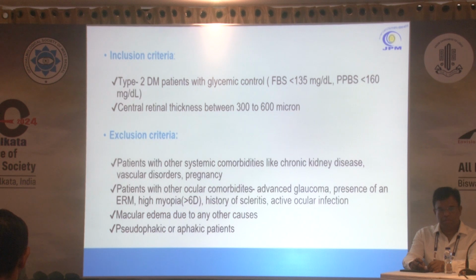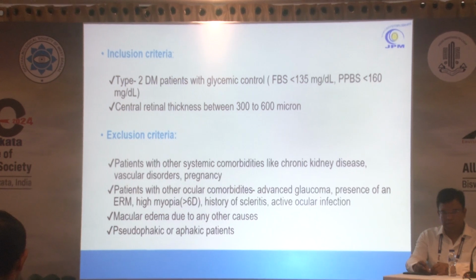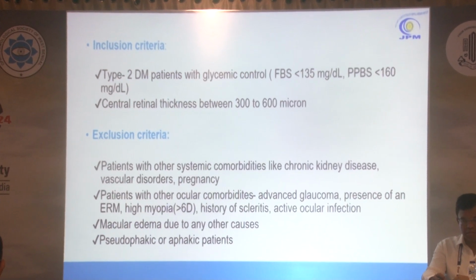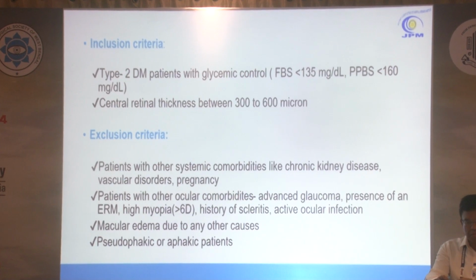The inclusion criteria were type 2 diabetes with good glycemic control and the CMT between 300 to 600 microns. But conditions like chronic kidney disease, other vascular disease, pregnancy, and ocular complications like advanced glaucoma, thin sclera, or previous history of scleritis were excluded from the study.